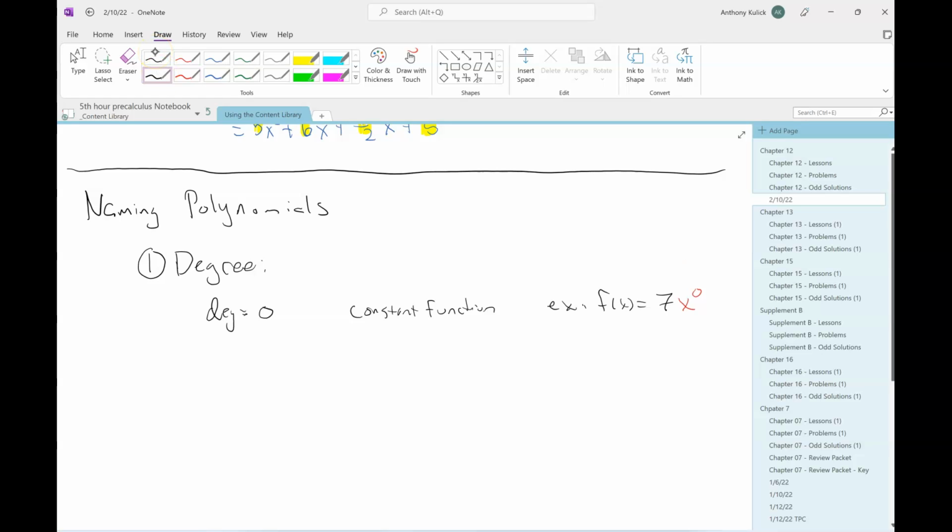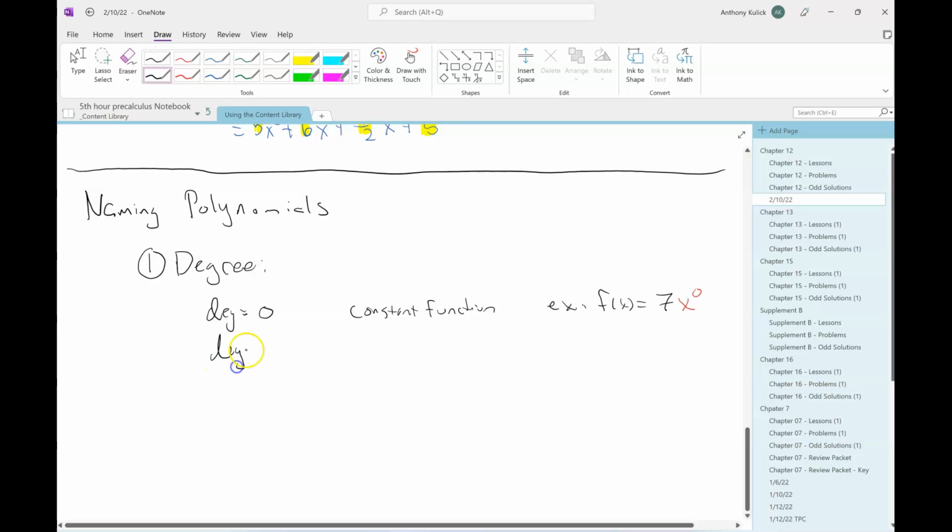And really when I said anything to the 0 power is 1, I mean anything other than 0. 0 to the 0 power is undefined. Just as an aside, but I don't want to say things that are wrong, right? Like, that's not helpful. If the degree is 1, that's a linear function.